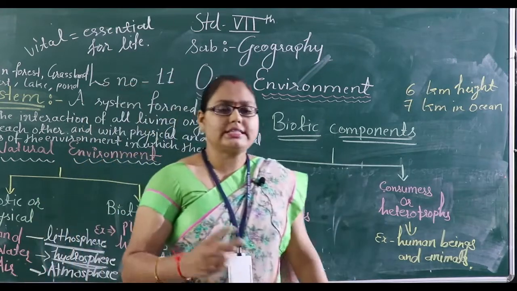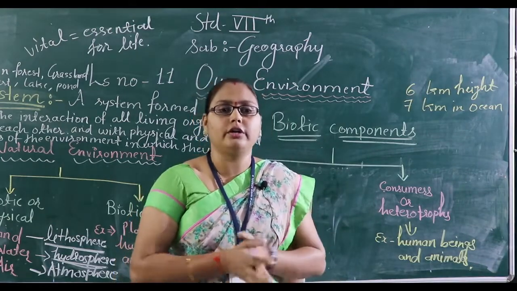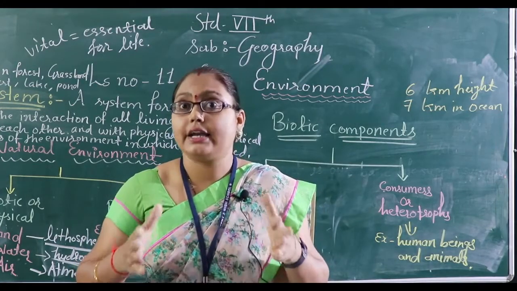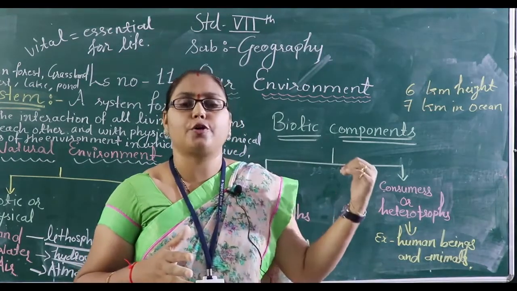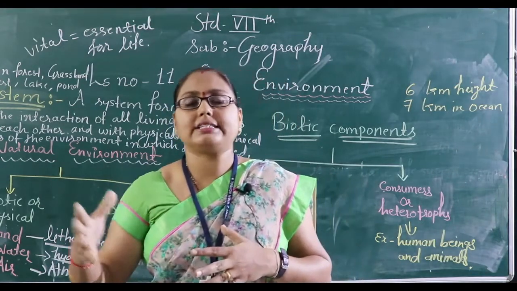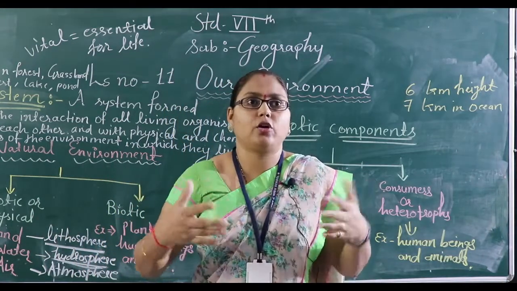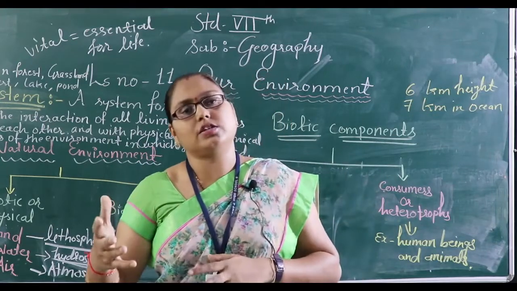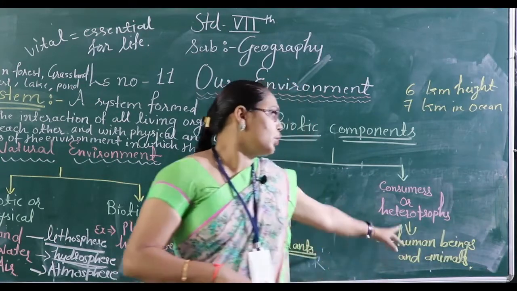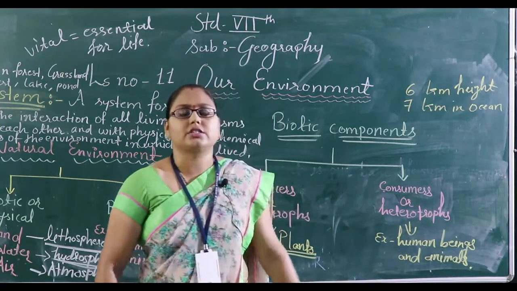The second is consumers or heterotrophs. What do consumers or heterotrophs mean? They are organisms that depend on plants and animals for food. For example, human beings depend on others, and animals also depend on others. So that is called consumers or heterotrophs. The examples are human beings and animals.